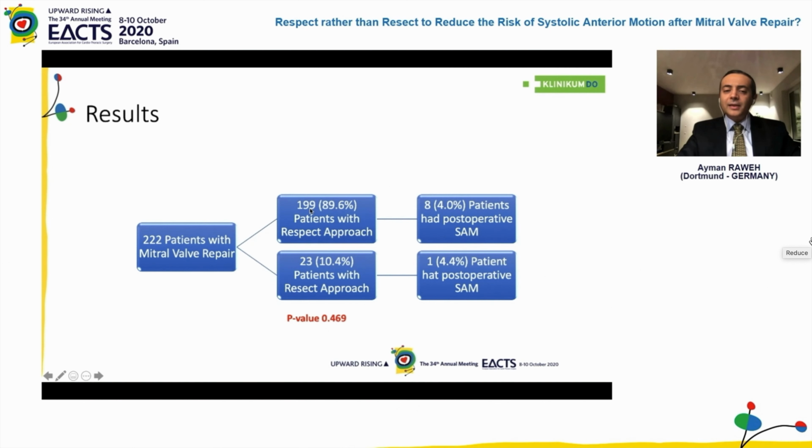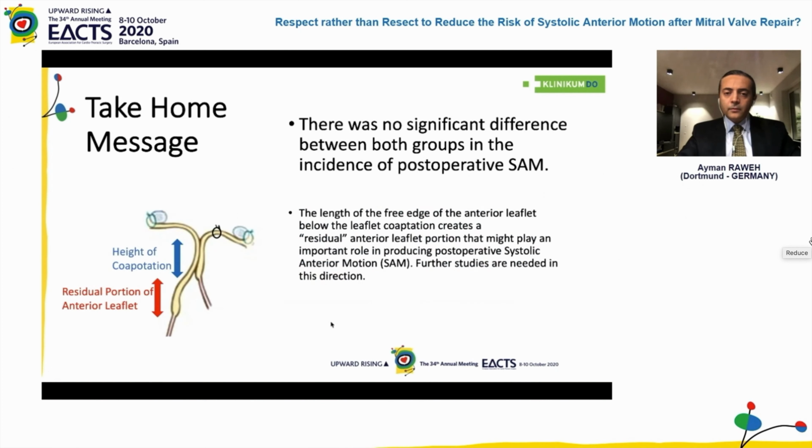199 patients received the Respect approach, and among them, 8 patients had postoperative SAM. In the other group, 23 patients received the Resect approach, and only 1 patient had postoperative SAM. The p-value was 0.46. There was no significant difference between both groups.